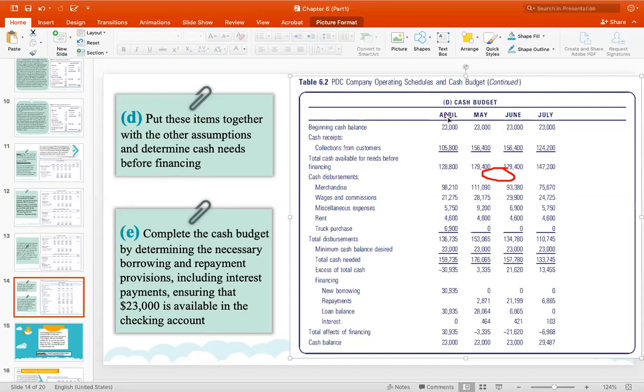Now, if the available cash by the end of the month was less than $23,000, we should ask the founder to lend us some money so we can reach this threshold. Is the idea clear, girls?